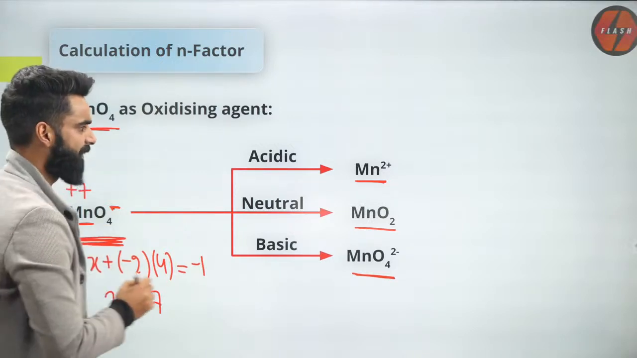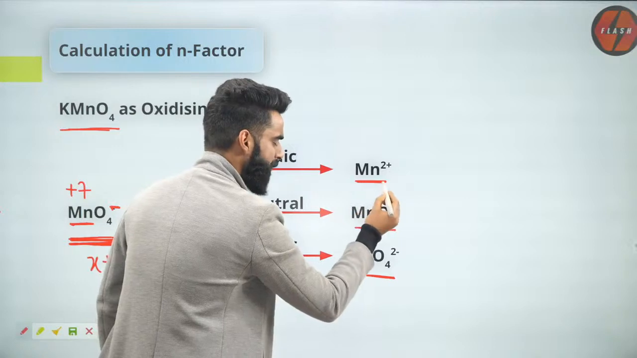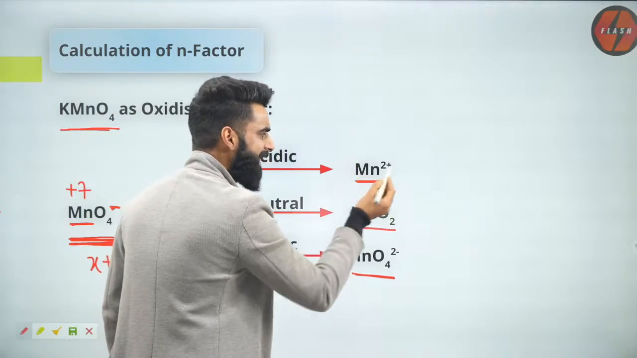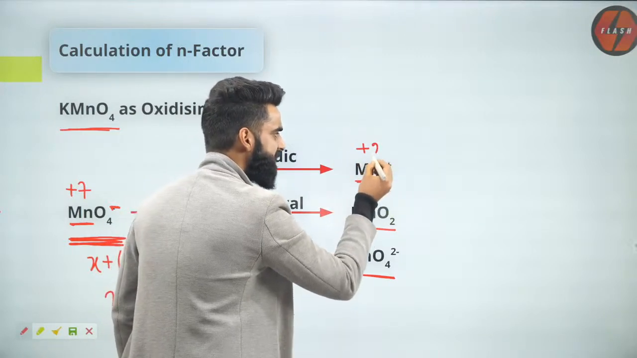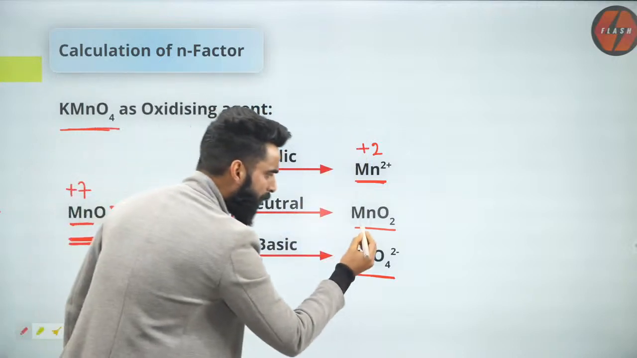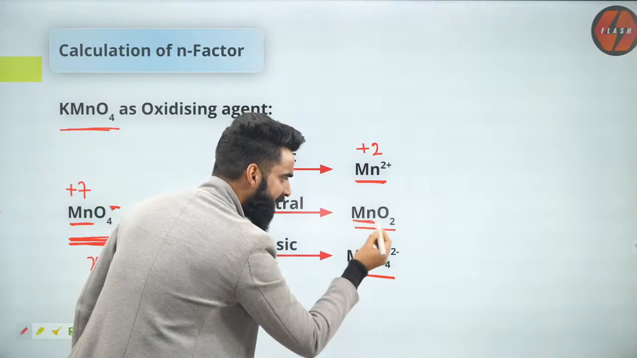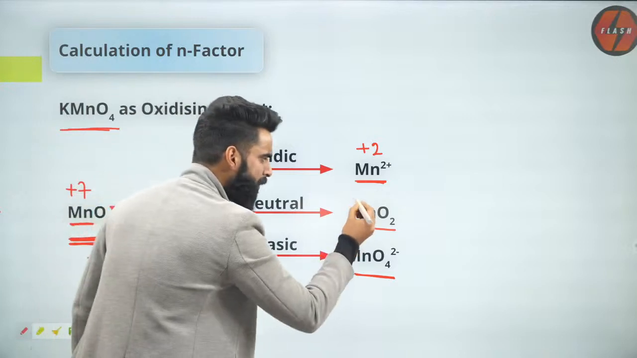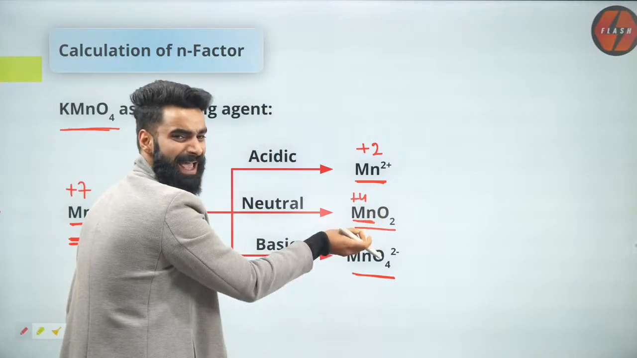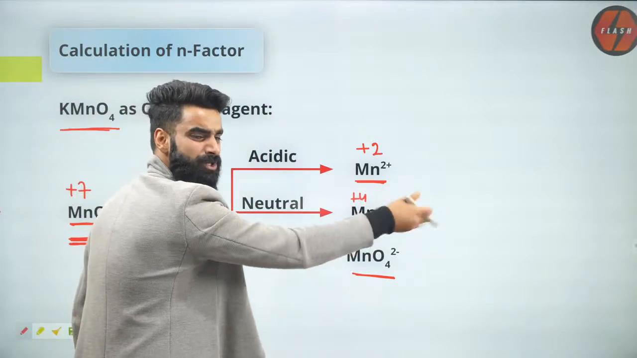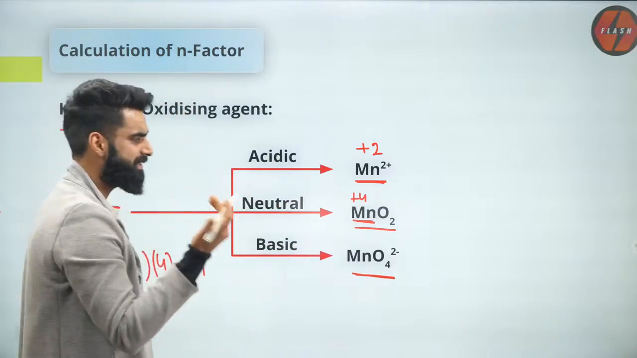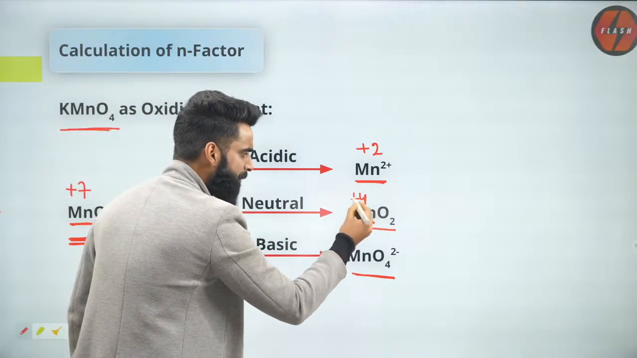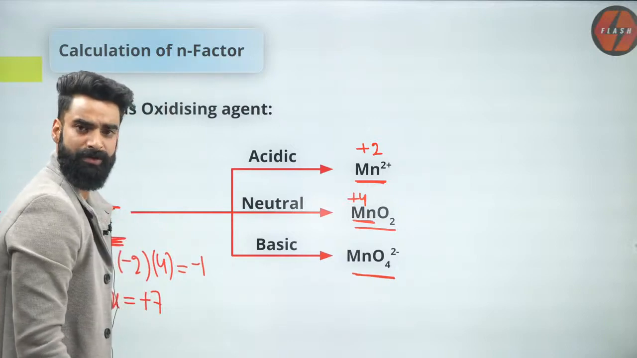Right? Now people, have a look. In this, Mn positive is the ion, its charge is +2, so its oxidation state is going to be +2. What about the oxidation state of Mn over here in MnO2? It is simply going to be +4. You can use the formula X plus -2 into 2 is equal to 0, the same thing which we have discussed, right? The oxidation state of Mn over here is going to be +4, correct?